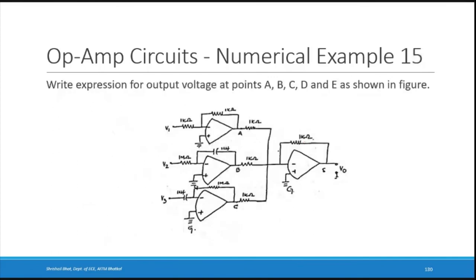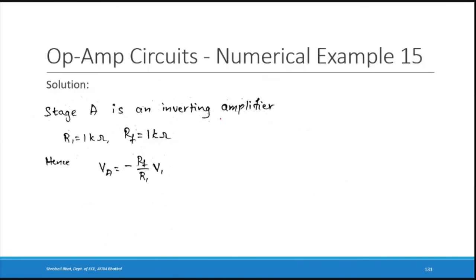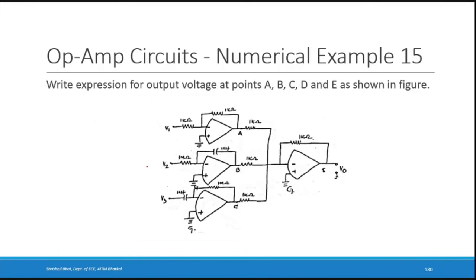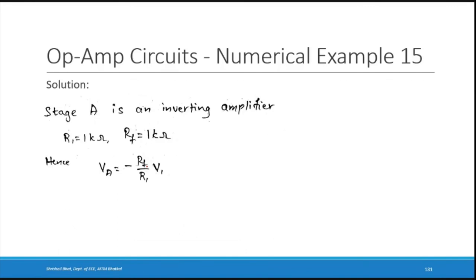The first stage, or stage A, is an inverting amplifier whose R1 is equal to 1K, RF is equal to 1K. Substitute. Output of an inverting amplifier is minus RF by R1 into Vin. Your Vin is V1, so VA is minus RF by R1 into V1. RF is 1K, R1 is also 1K, so that is minus V1. We have not been given the values for V1, V2, V3, so just mention it as it is. VA is equal to minus V1.